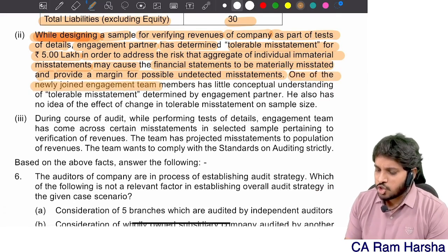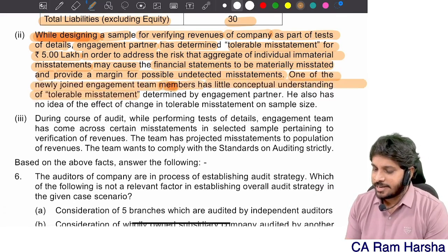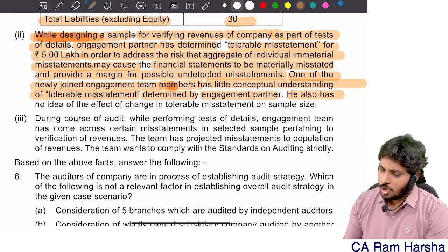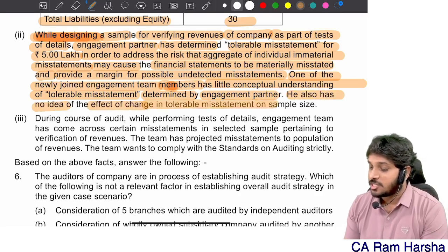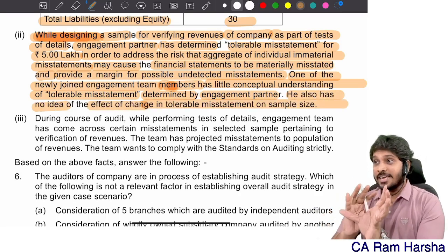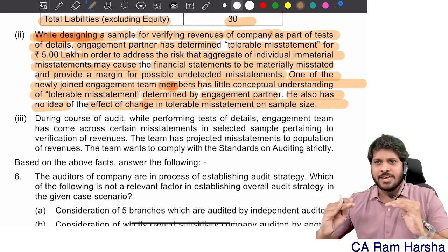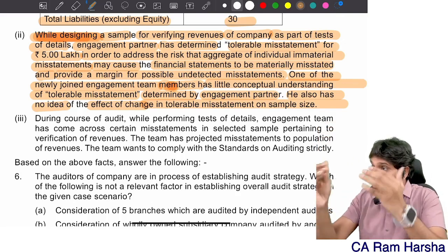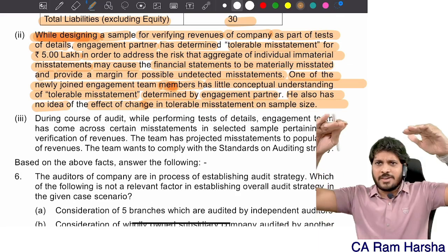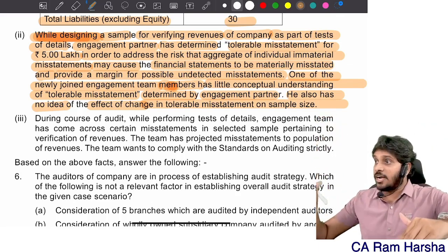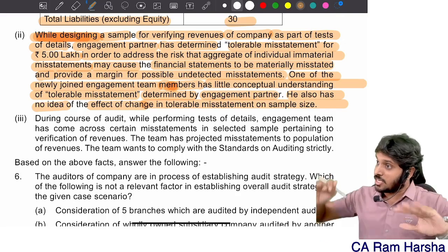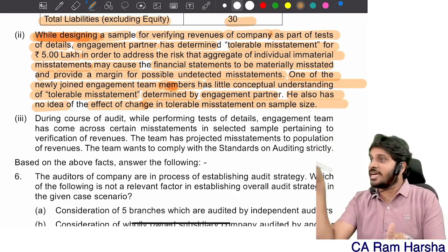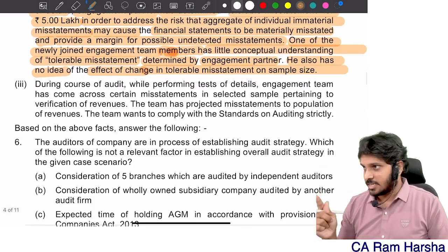One of the newly joined team members has little conceptual understanding of tolerable misstatement determined by the engagement partner. He also has no idea of the effect of change in tolerable misstatement on sample size. What is the effect of change on the sample size? Tell me, if I increase tolerable misstatement, risk is low. When the risk is low, sample size will decrease. If tolerable misstatement we are keeping very low, it means we are not even tolerating small mistakes. Yes or no? Risk is high, which means sample size will be high. This is the effect of tolerable misstatement on the sample size. We discussed it in 530 clearly.